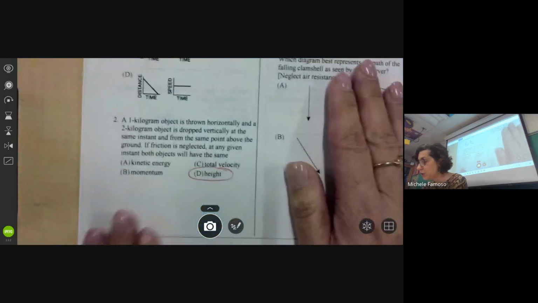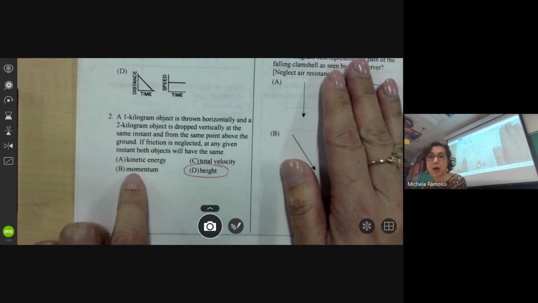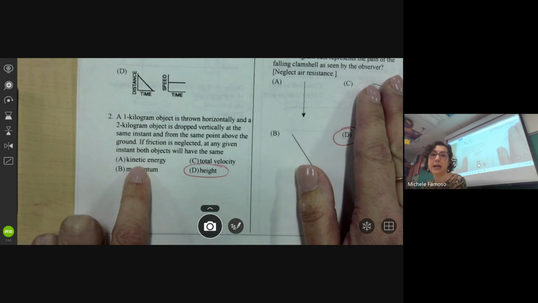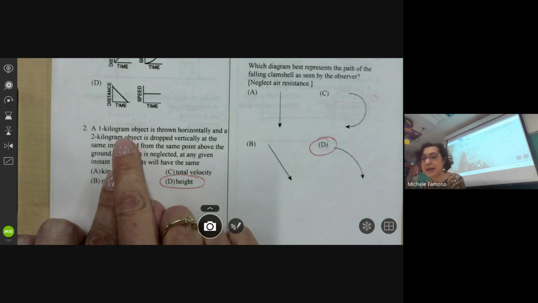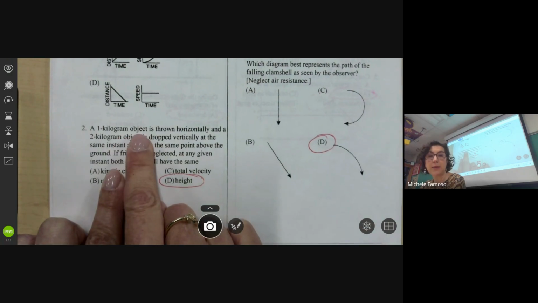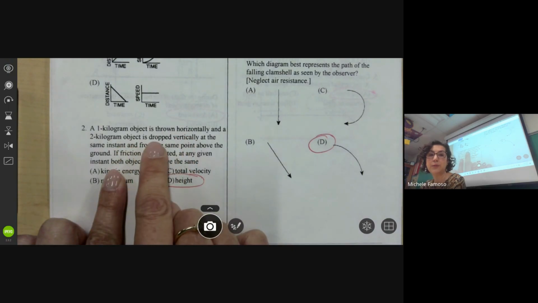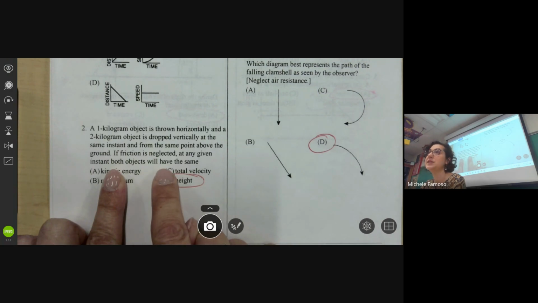Number 2, obviously A and B are out because we don't even know what kinetic energy or momentum is yet. So those are not good distractors for you. It says if I have a 1 kilogram object being thrown horizontally and a 2 kilogram object being dropped from the same instant, from the same point above the ground, at any given instant, what do both objects have the same of?